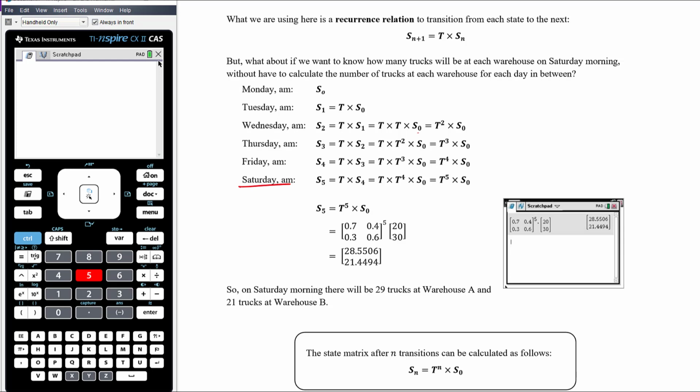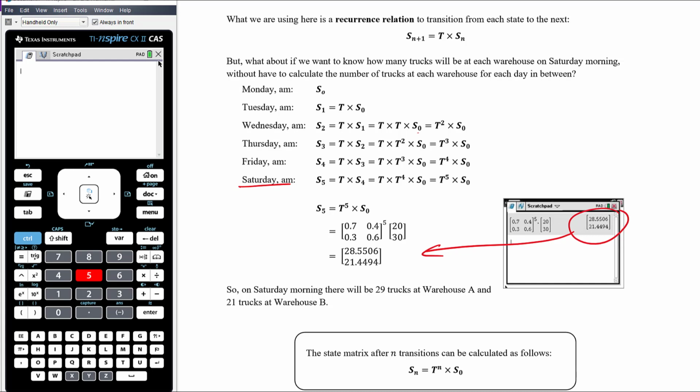Okay, we take our initial state, which was 20 and 30, 20 trucks at warehouse A, 30 trucks at warehouse B, and multiply it by our transition matrix to a power of 5, and we see that we get this. So again, we would need to round because we're talking about trucks. So we can see that on Saturday morning there'll be 29 trucks at warehouse A and 21 trucks at warehouse B.